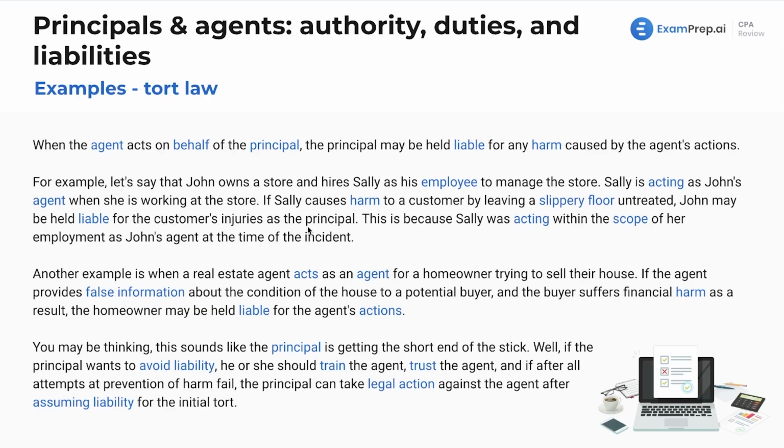You may think, hey, that's unfair. If John wasn't there, why isn't Sally liable? If that was even part of her job description, to make sure she cleans up the floors and puts the sign out that it's a wet floor. Well, make sure you hire competent people who follow the rules. That's kind of how the law views it.